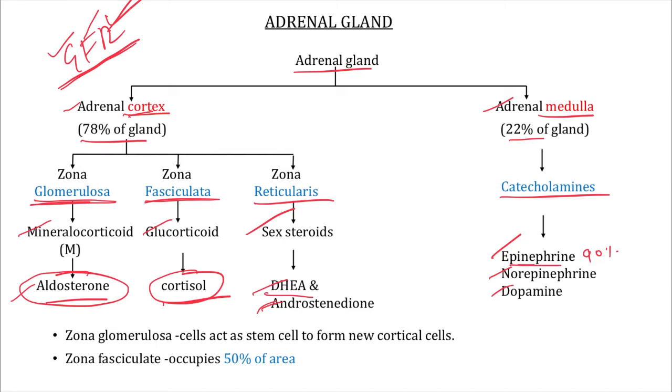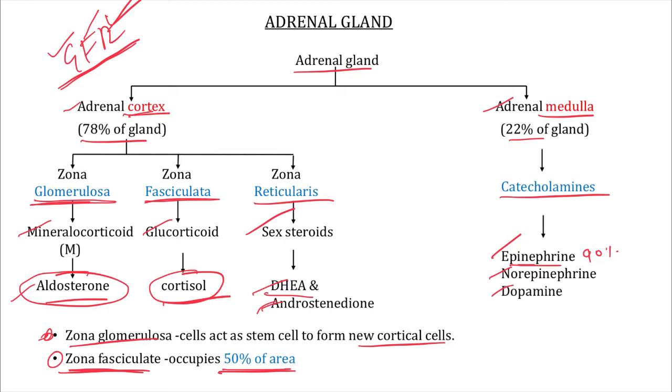Now sir, very important. Out of these three layers, which layer has the stem cells to form new cortical cells? The answer is zona glomerulosa. Zona glomerulosa acts as a stem cell to form new cortical cells. Now, very important. Out of these three, which cell forms the major population of adrenal cortex? The answer is zona fasciculata. 50% of the area of adrenal cortex is formed by the zona fasciculata cells.